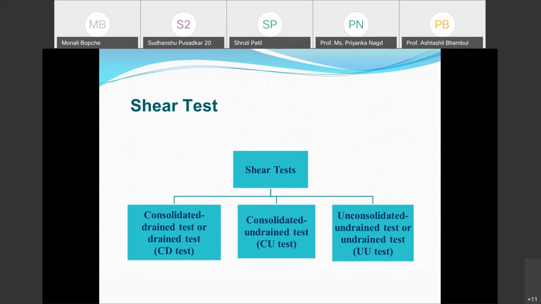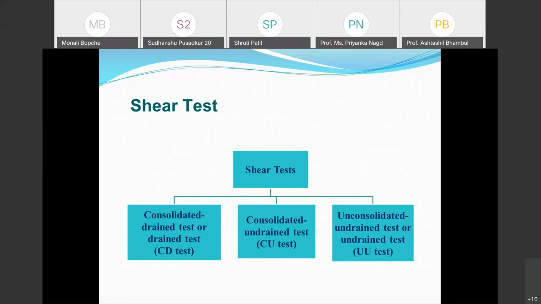Then the next test is the consolidated undrained test. The soil sample which I took from the field, now I am consolidating to a stress level to which your structure is going to be subjected. And I try to see what will happen to the soil mass under that particular consolidation pressure. So the soil is consolidated, but during shearing, I will not allow the water to drain out. Since I am not allowing the water to drain out, the pore water pressure increases during the application of the load. So that is a consolidated undrained test.